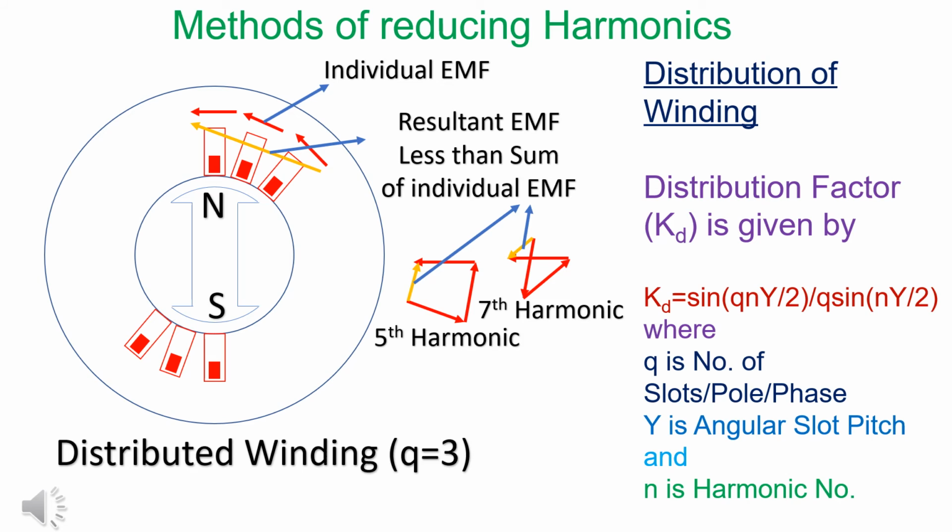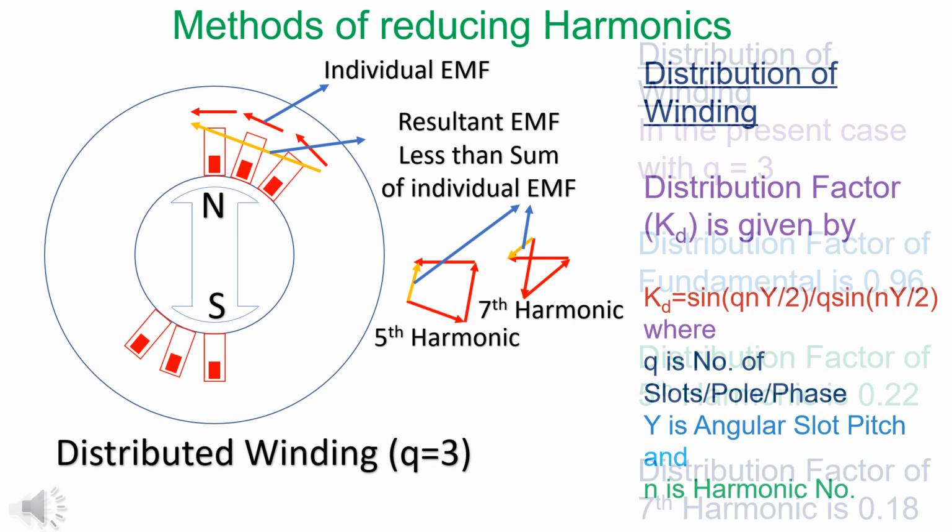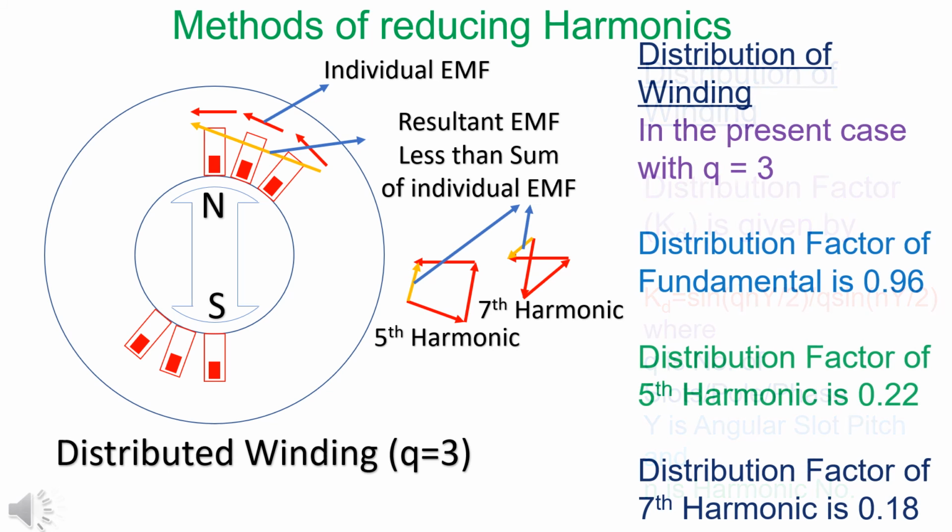Let us calculate the distribution factor in the case of fifth and the seventh harmonic. Formula of the distribution factor is given. In the case Q is equal to 3, distribution factor in the case of the fundamental frequency is 0.96. In the case of fifth harmonic, it is 0.22. And in the case of seventh harmonic, it is 0.18.